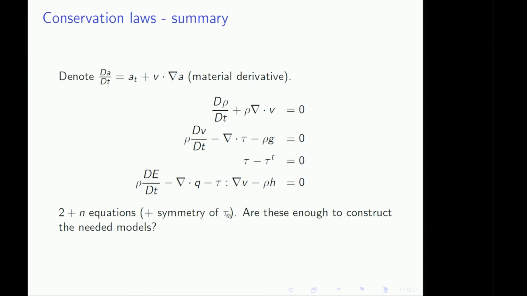So ignoring the symmetry of tau, we have 2 plus n equations. So for 3D, it means 5 equations. And there are much more than 5 symbols here. So the conservation laws are not exactly enough to close the model fully.